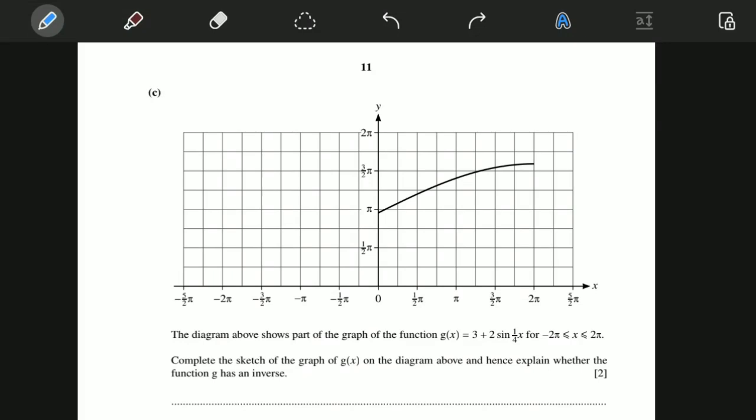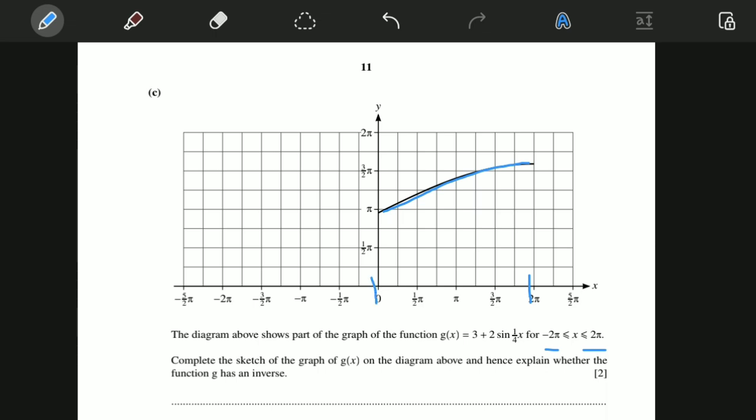Okay, now question 8 part C. The diagram above shows part of the graph of a function g of x equals 3 plus 2 sine 1 by 4 x for the range minus 2 pi to positive 2 pi. Okay, you can see the graph is from 0 to 2 pi. Complete the sketch of the graph.